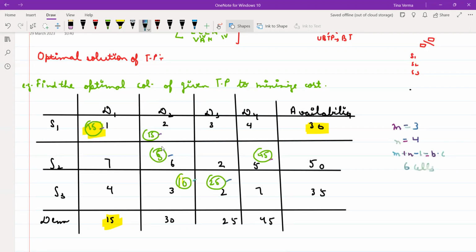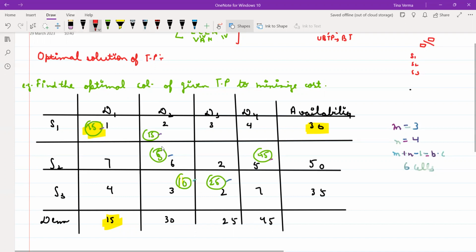This is the basic step which you have done earlier: whether you need the initial basic feasible solution or the optimal one, firstly the problem should be minimization and balanced. So this was the given problem, and it is already a minimization and balanced one. This is the initial basic feasible solution given to you. So now we have to find the optimal solution.